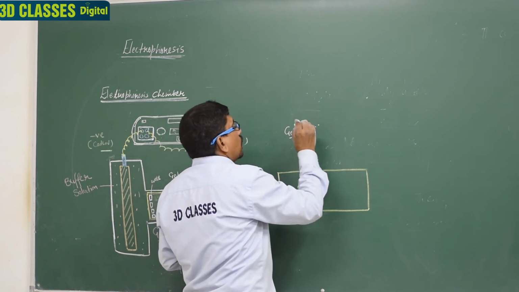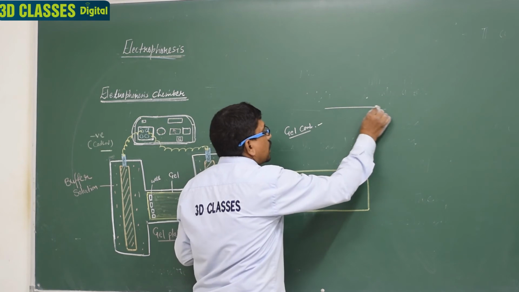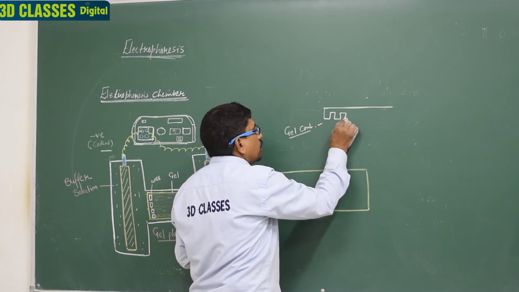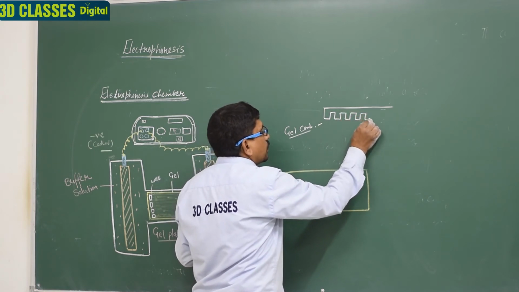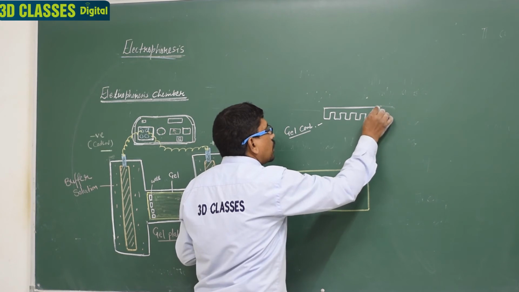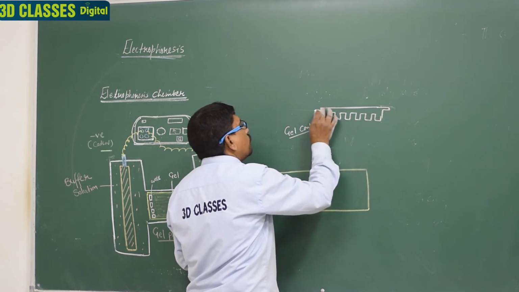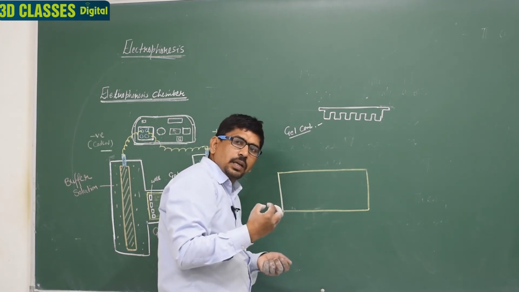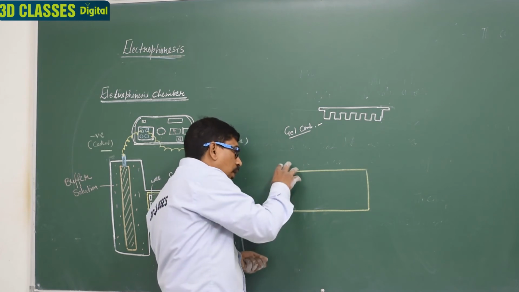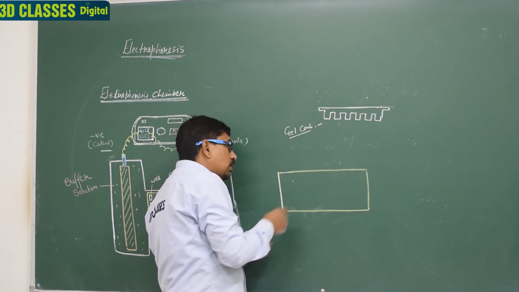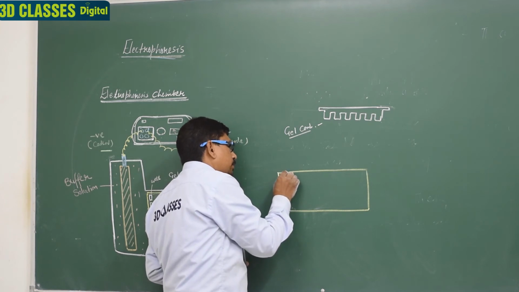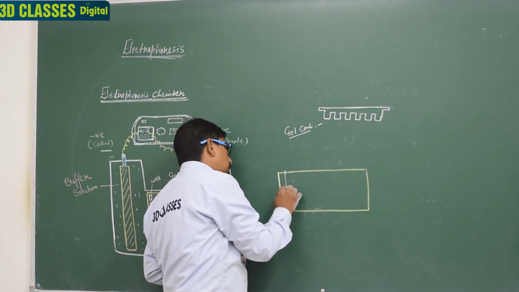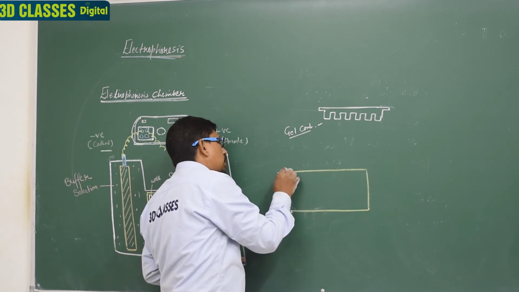Gel comb, it means a structure like this, the gel comb is like this. This is known as the gel comb. Clear? So when we make the gel, then we insert this gel comb here. Like this, we insert the gel comb here.